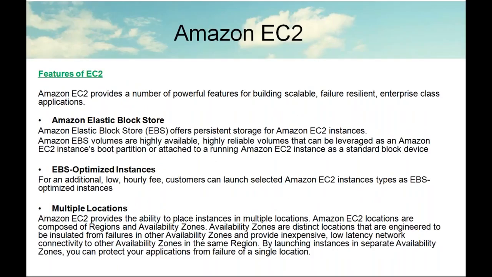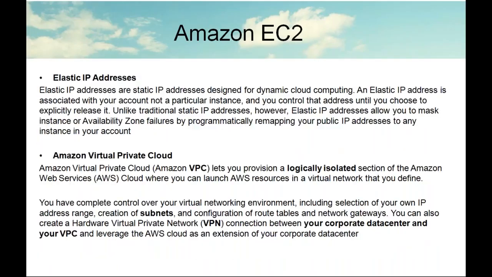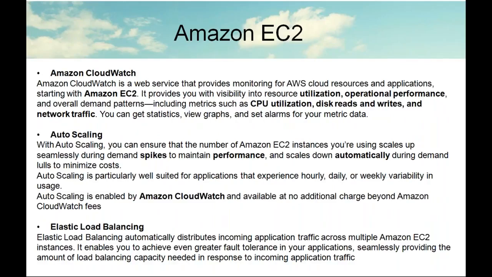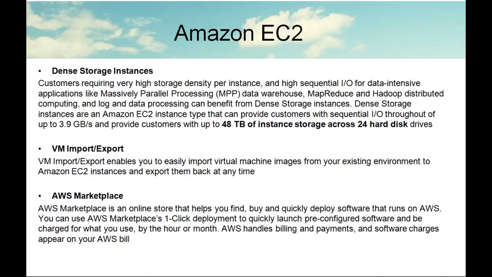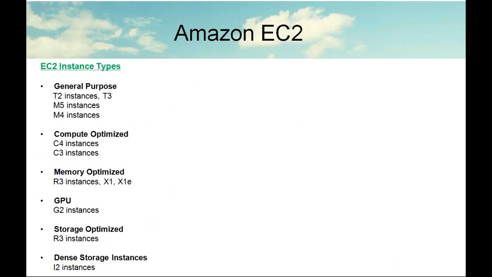Elastic Block Storage we already discussed. Elastic IP address, what is VPC, already explained. CloudWatch, auto scaling, elastic load balancing, these we already discussed. These are the instance types: general purpose T2, T3, M5, M4, and compute optimized, memory optimized, GPU meaning graphics purpose, storage optimized, R3 instances.